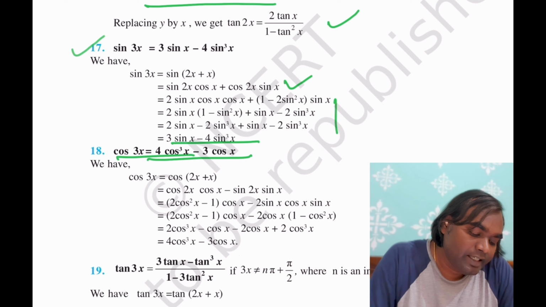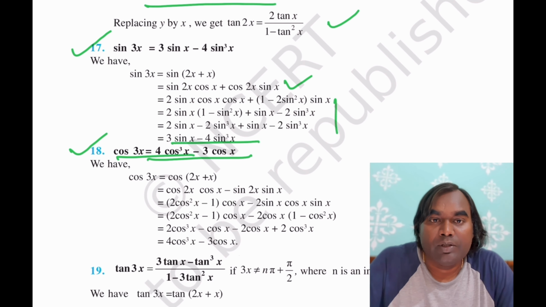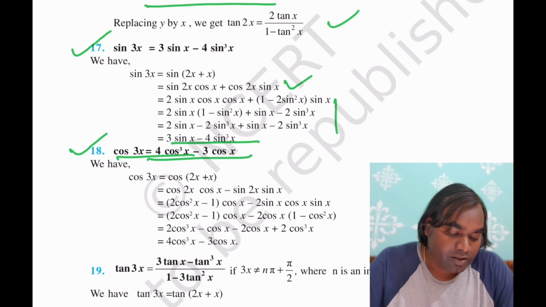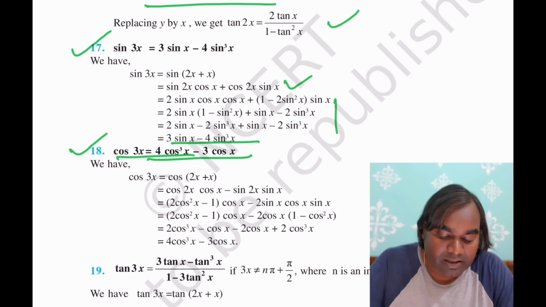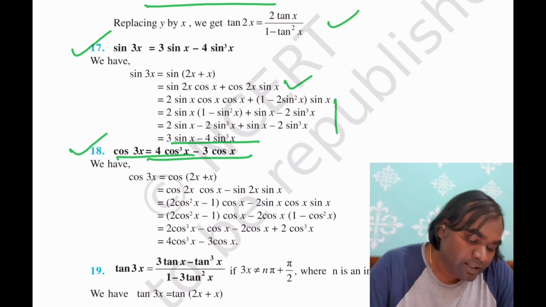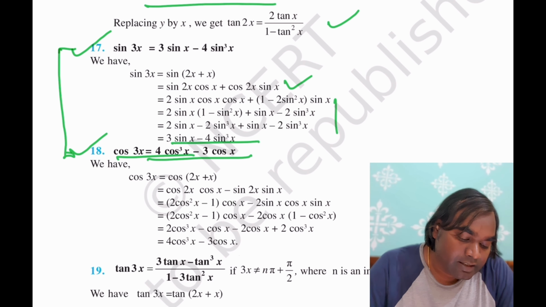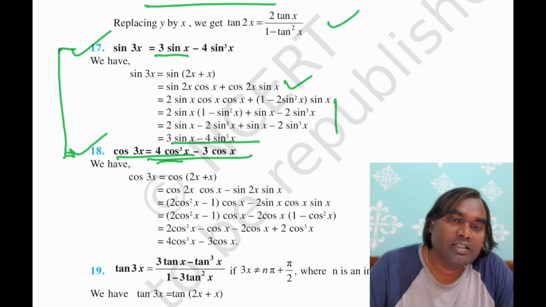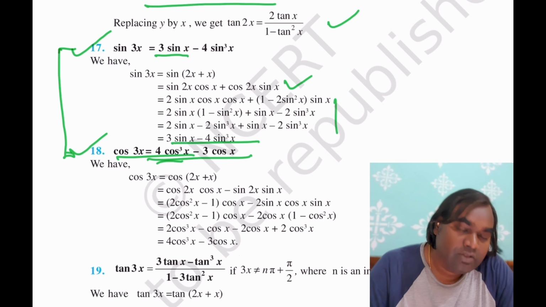So these are the identities which we remember. sin 3x is equal to 3 sin x minus 4 sin cube x, cos 3x is equal to 4 cos cube x minus 3 cos x. You can remember this by using the trick that after sin 3x, 3 sin x is starting, after cos 3x, 4 cos cube x is starting. So they are switching their values.